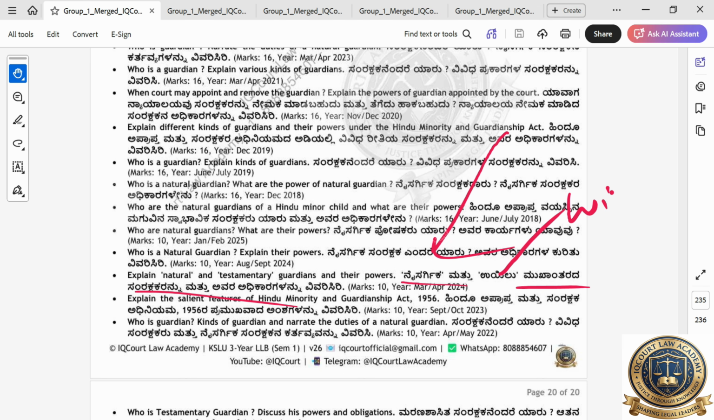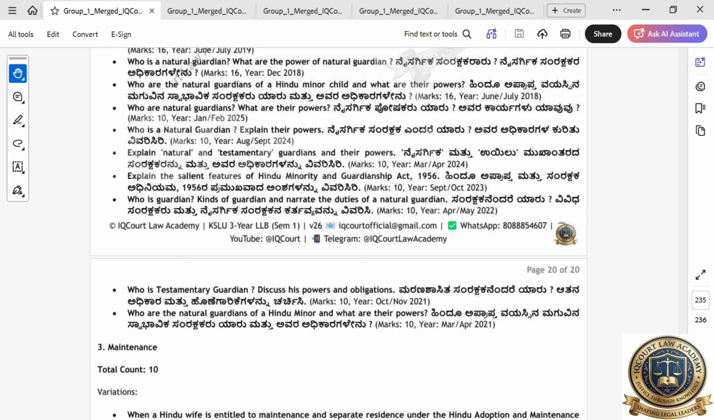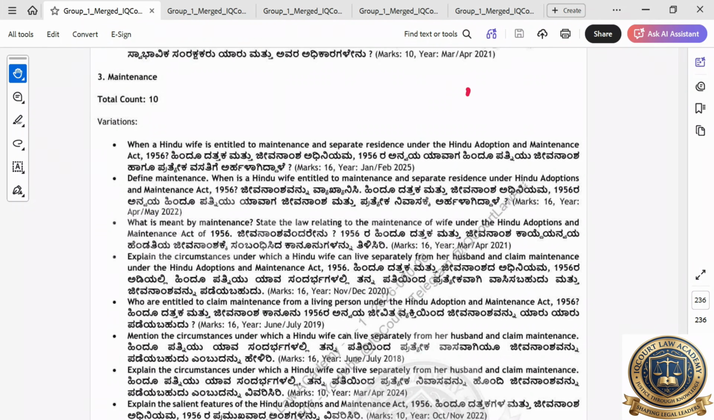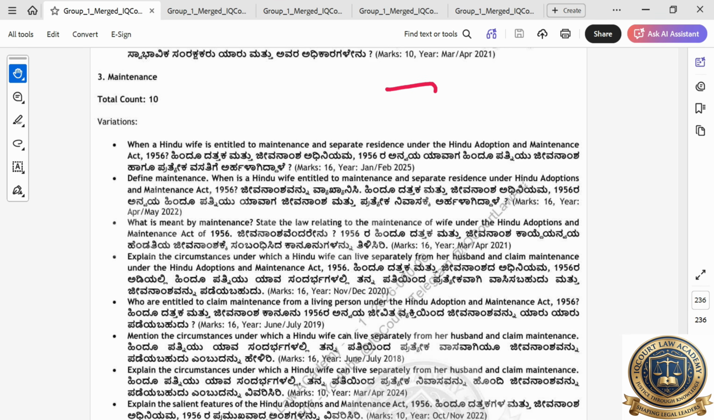This is through will. They will write the will. They will appoint the guardian. This is the natural way. Automatically it will come, right? That is the natural way after expiry without any will. They don't explain like that. This is also 90% probability. When a Hindu wife, there are 3 questions we are providing in the 5th unit.